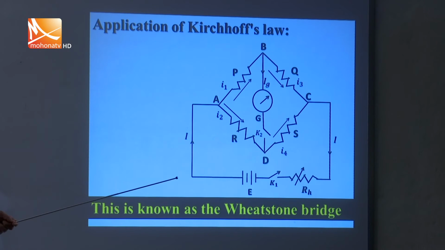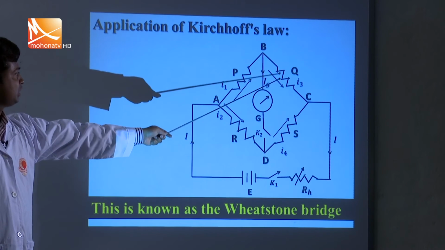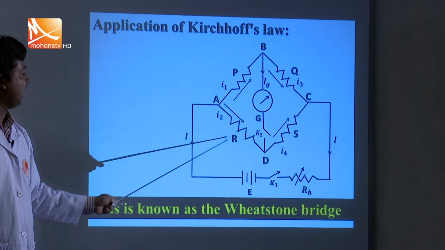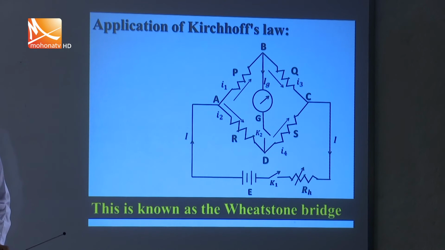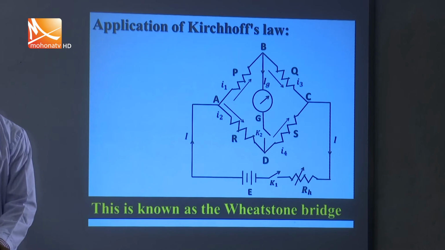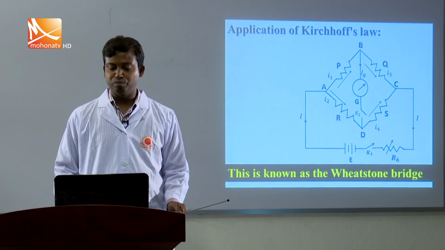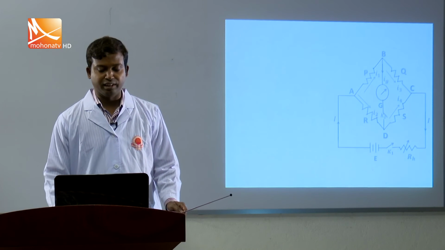This condition can be proved only by using Kirchhoff's law. So, this is our application. That means you have to arrange these four resistances P, Q, R, S so that points B and D remain at the same potential. That means no current flows through the galvanometer. This is the balance condition of the Wheatstone bridge, and this condition can be proved from Kirchhoff's law. Now, I am going to establish this relation.